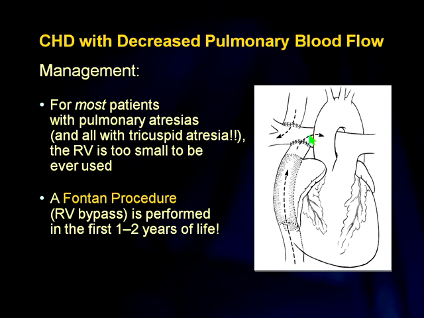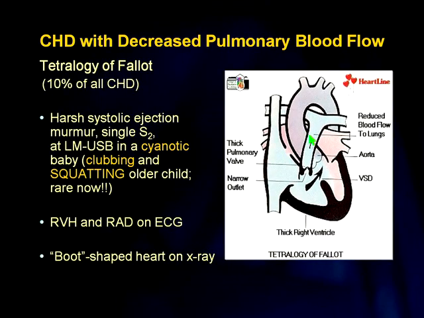Okay? We don't do it at birth. At birth, we'll do the shunts. We'll do this at about 1 or 2 years of age. The Fontan operation, and sometimes we do it in stages. Okay? Fontan procedure.